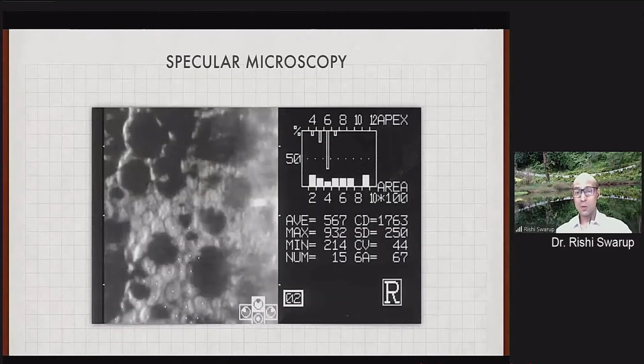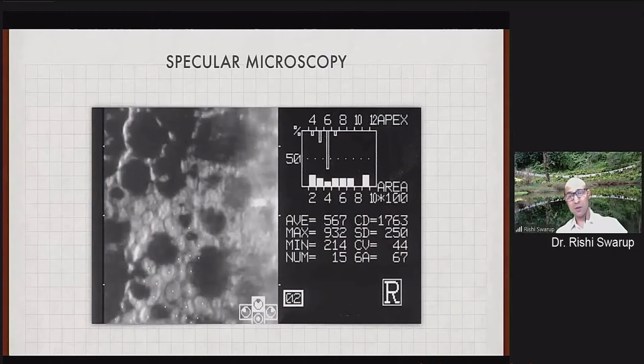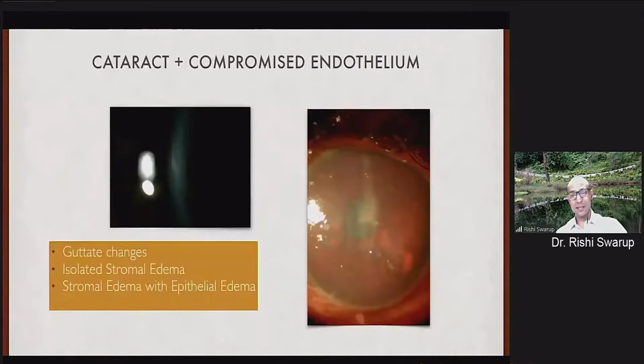Specular microscopy, of course, has lots of parameters. I'm not going to go into these, but you want to specifically look at the count and the guttata, and of course the pleomorphism and the polymegathism. All of those will tell you whether the endothelium is healthy or not. And all of these also have a pachymetry. So look at the pachymetry, and if your cornea is thick, that again is an indicator that your cornea's endothelium is not healthy.